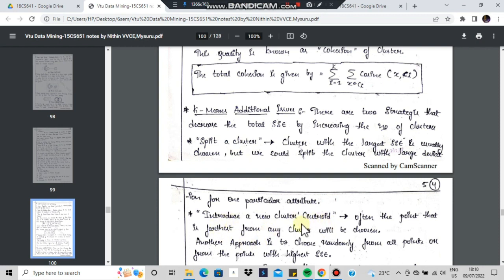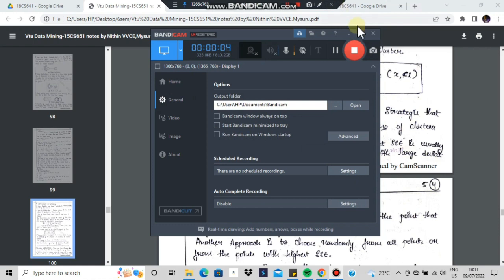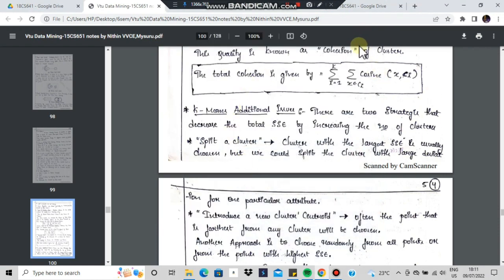So when we divide the cluster into different parts, the total sum of squared error will decrease, because there are different groups and each of them will be close to its data points, right? Suppose I have a very big ground here, and one person is standing in the middle of it. So he will be very far from the boundary.